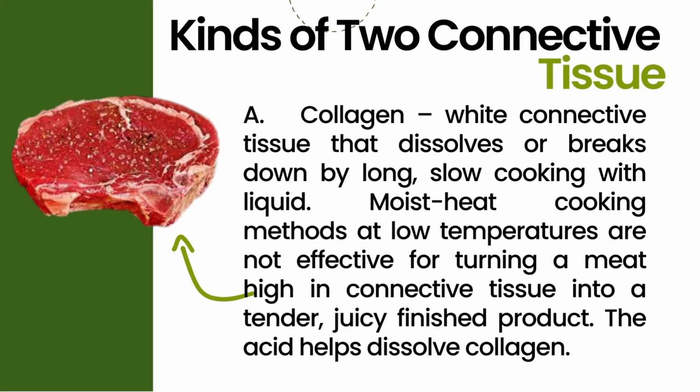A. Collagen, white connective tissue that dissolves or breaks down by long, slow cooking with liquid. Moist heat cooking methods at low temperatures are effective for turning a meat high in connective tissue into a tender, juicy finished product. The acid helps dissolve collagen.